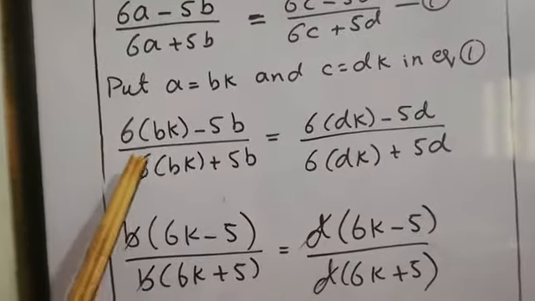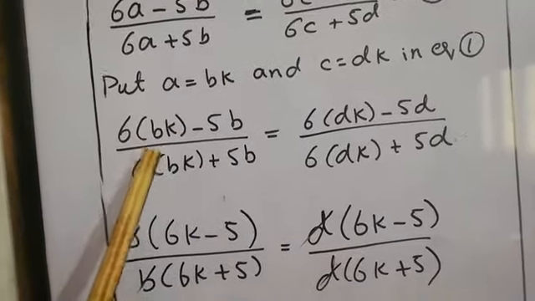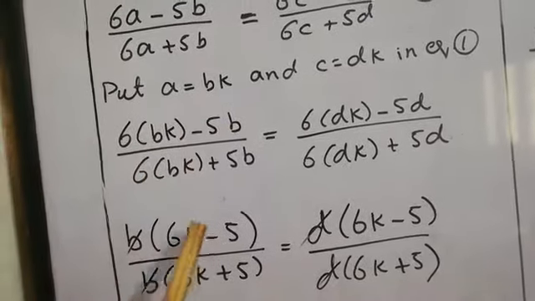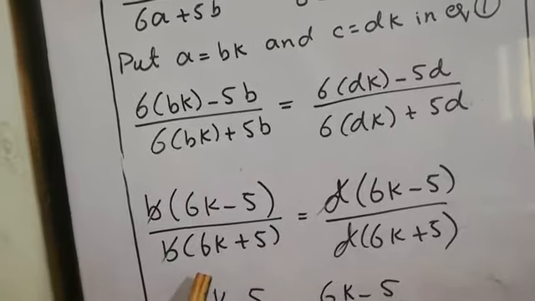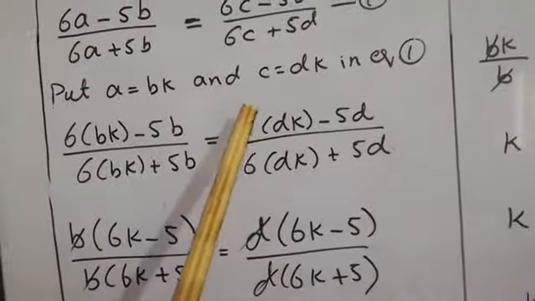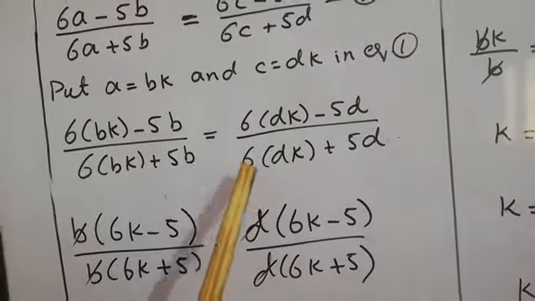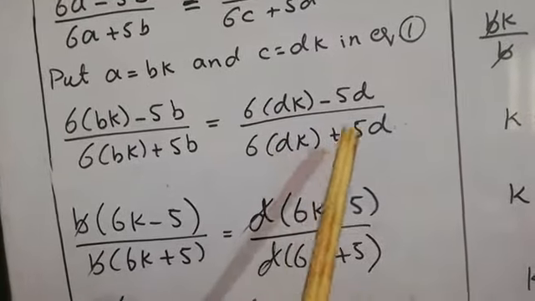Dear students, you can see that from the numerator we can take B as common. If we take B as common, we get 6K minus 5. Like this, we take B as common from the denominator and it becomes 6K plus 5. In the other fraction, we can take D as common in the numerator and denominator both, so it becomes 6K minus 5 divided by 6K plus 5.